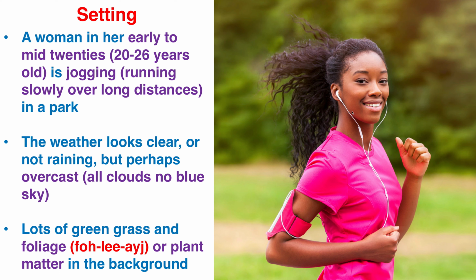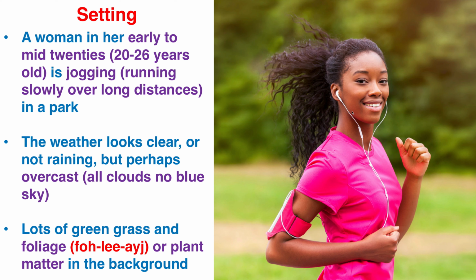So let's begin. First, let's talk about the setting. So here we have a woman in her early to mid 20s, that's 20 to 26 years of age approximately, jogging or running slowly over long distances in a park. So a woman in her 20s is jogging in a park.